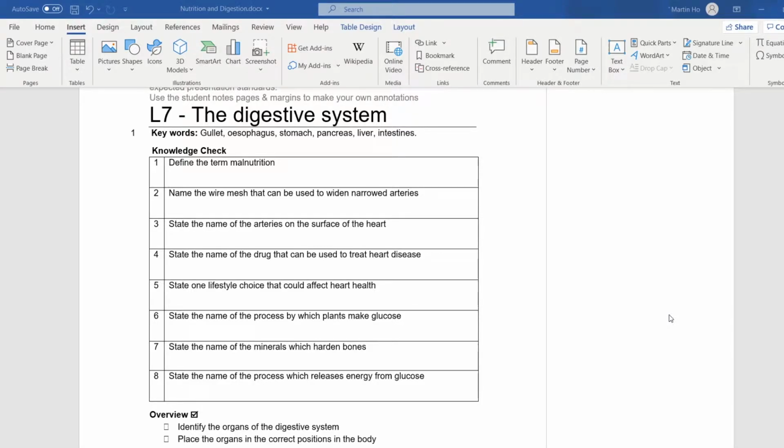We'll be looking at both Lesson 7 and Lesson 8 in this video, as both of them focus on the digestive system and the organs that make it up. The keywords for this lesson are gullet, esophagus, stomach, pancreas, liver, and intestines. And if you didn't know, these are all examples of organs that we find in our digestive system. So please take a moment to pause the video here and complete the first knowledge check of this lesson.